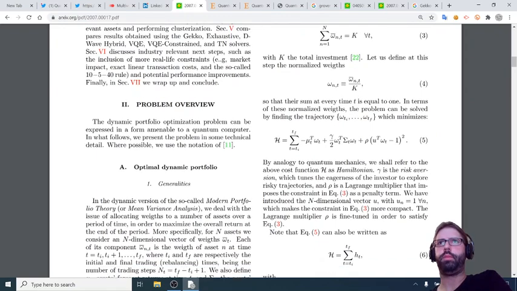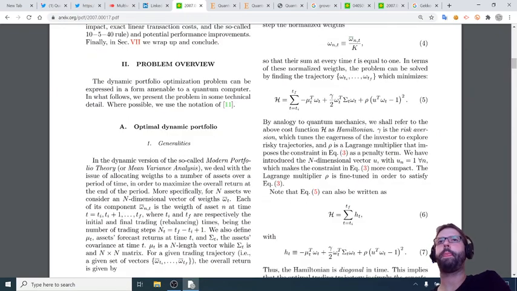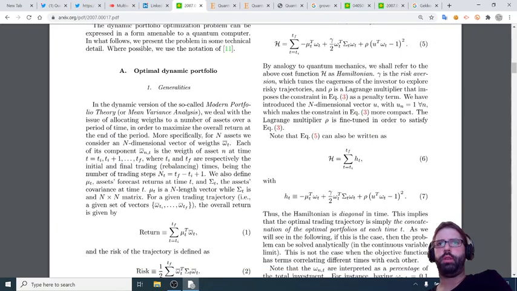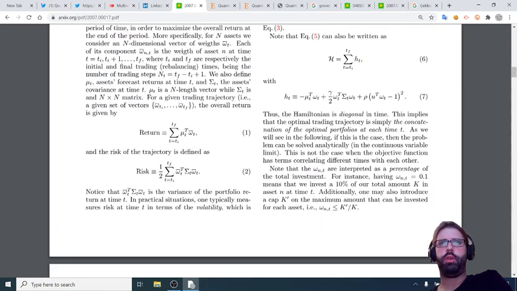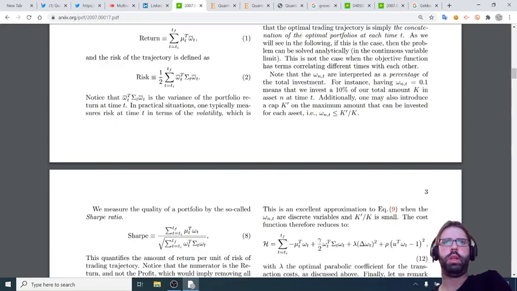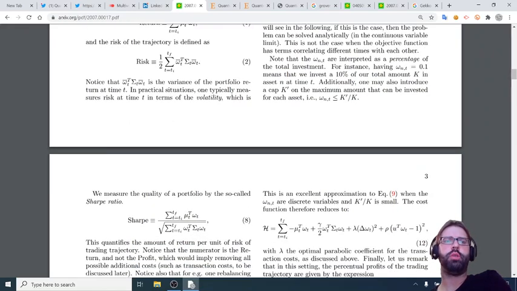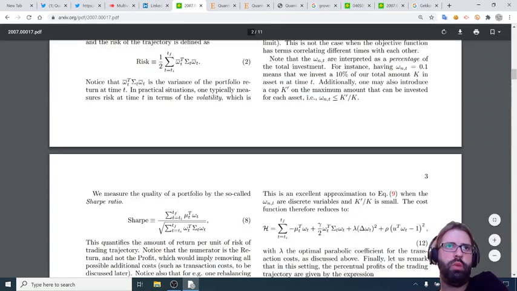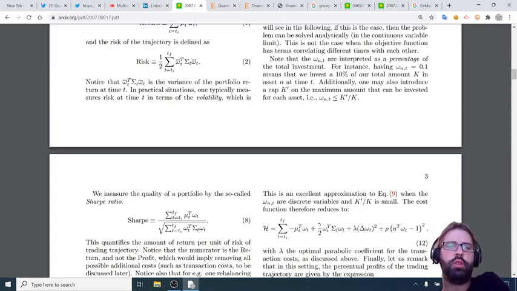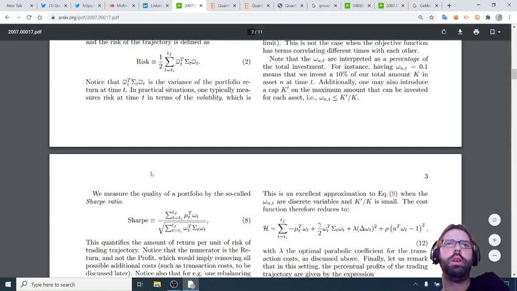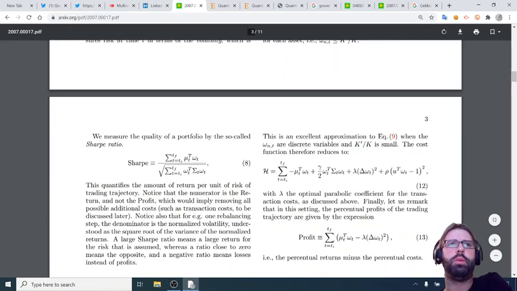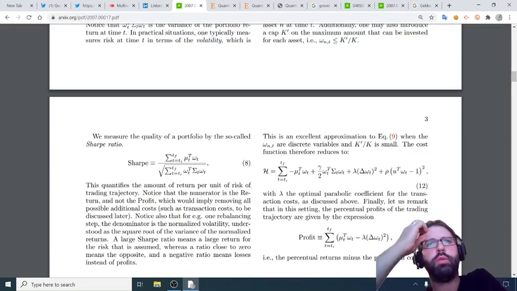Okay, let's go ahead. We'll probably come back to these. I'm curious about the QUBO actually, whether they detail that. So okay, they use the Sharpe ratio and not some made up thing. We measure the quality of the portfolio by the so-called Sharpe ratio. I mean, that's maybe interesting. Here there's not much discussion about whether this is suitable or not. This quantifies the amount of return per unit of risk.